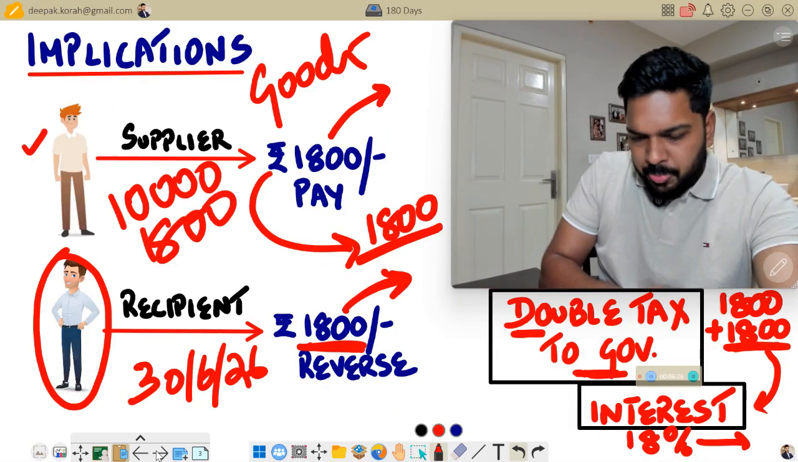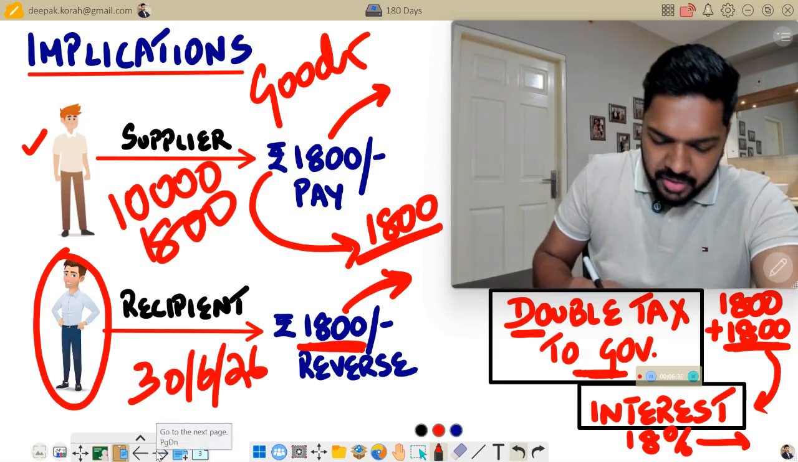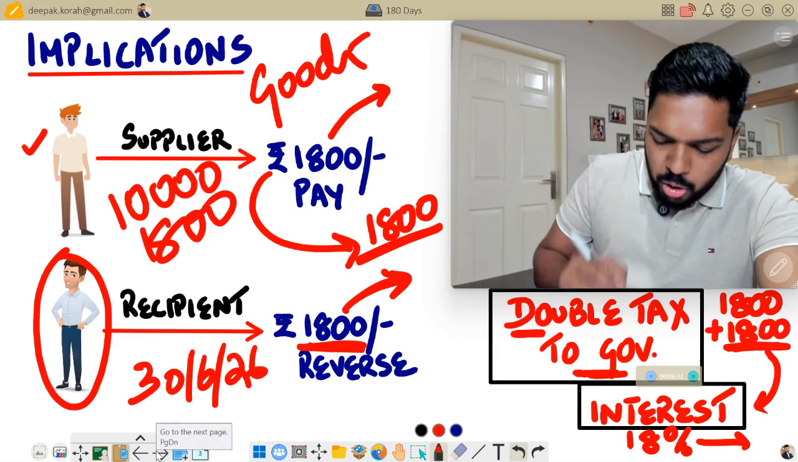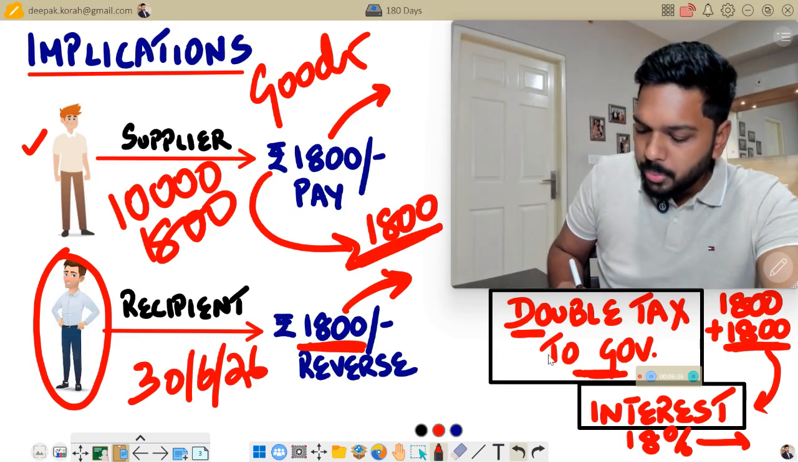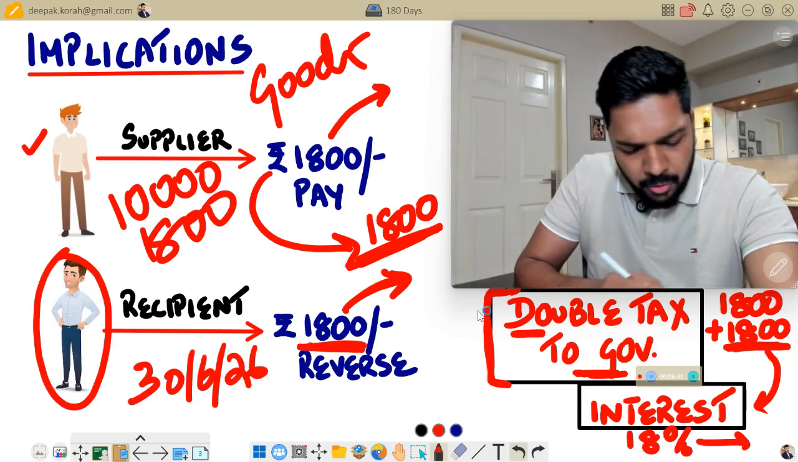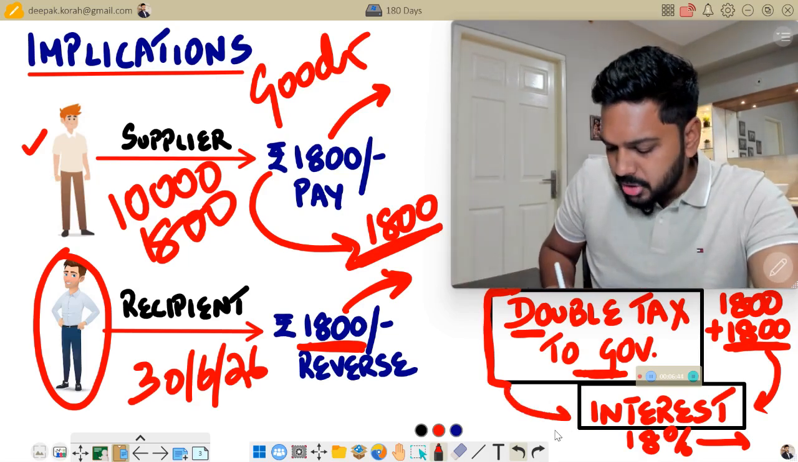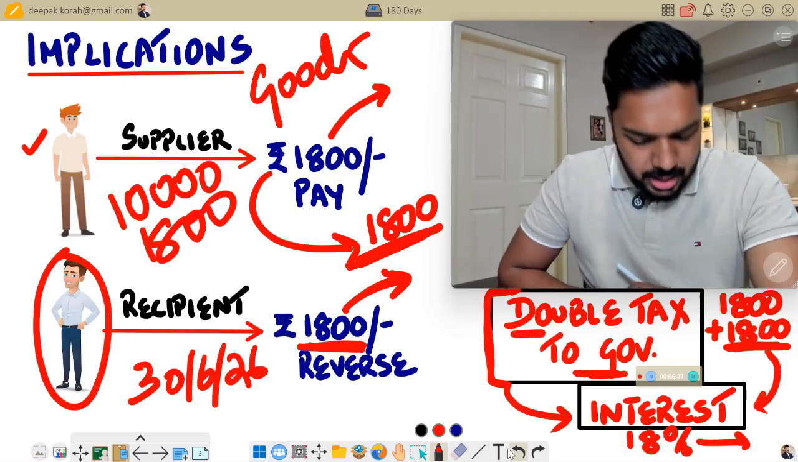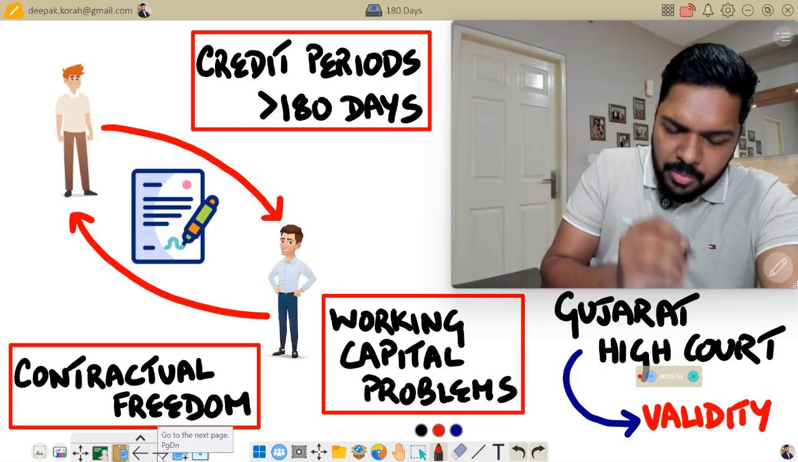Anyways, coming back to this particular implication example, wherein at the first instance, the supplier got to pay 1,800 rupees, and the second instance, there's a reversal of 1,800 rupees, and this gives the double taxation effect for the government, for supplier and recipient put together, which goes to the government. And on top of that, you have an interest of 18%. The second important implication is the fact that there would definitely be a contract.